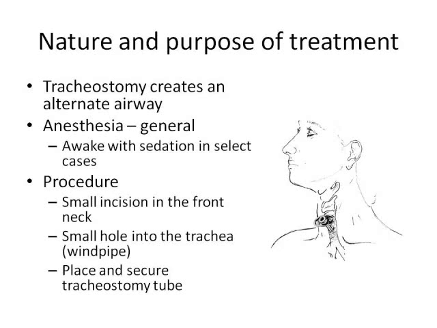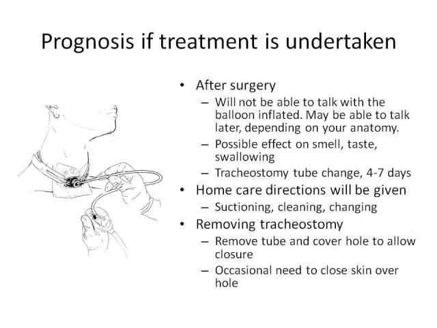After numbing medicine is given, a small 3 to 4 centimeter incision is made in the front of your neck just below the voice box. Dissection is done to locate the trachea or windpipe, and then a small hole is made into it. A tracheostomy tube is then placed and secured to the neck with sutures or straps.